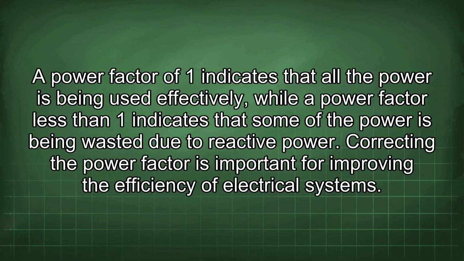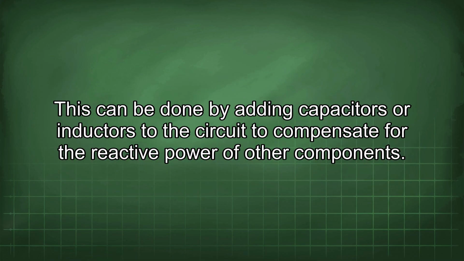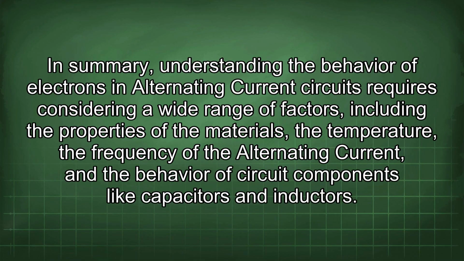A power factor of 1 indicates that all the power is being used effectively, while a power factor less than 1 indicates that some of the power is being wasted due to reactive power. Correcting the power factor is important for improving the efficiency of electrical systems. This can be done by adding capacitors or inductors to the circuit to compensate for the reactive power of other components.